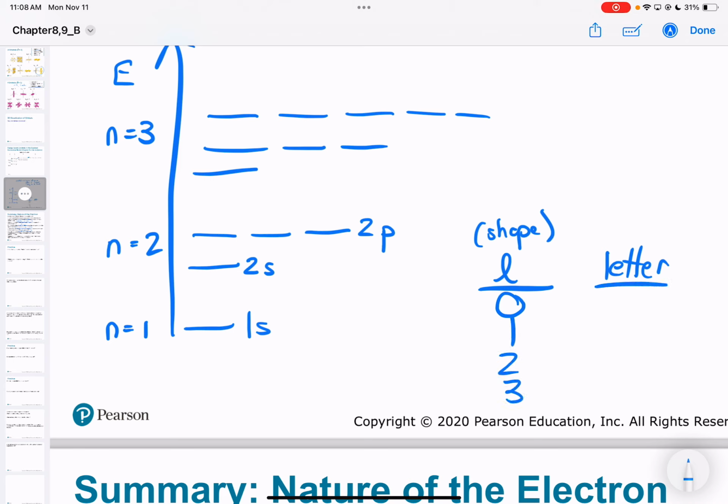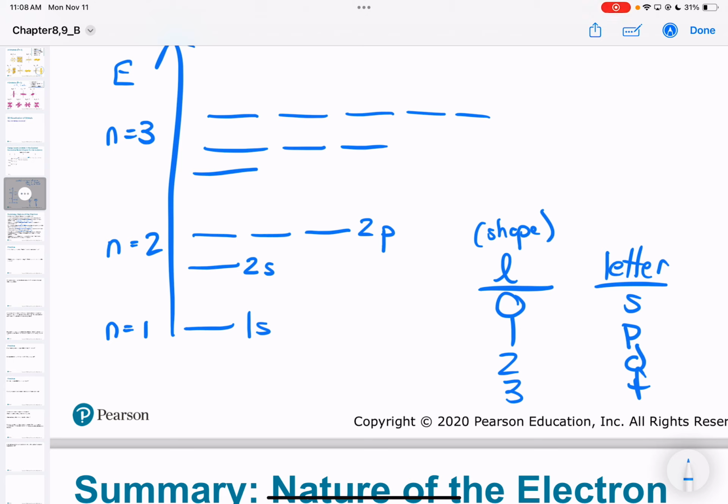And to make it a little easier to talk about it, we give it a letter: S, P, D, and F. It has to do something with the emission spectra lines and how they looked before they had good resolution. They called them sharp, principal, diffused, and fundamental. So it doesn't really have any meaning anymore, but that's where they came from. There was an actual reason. There usually is.